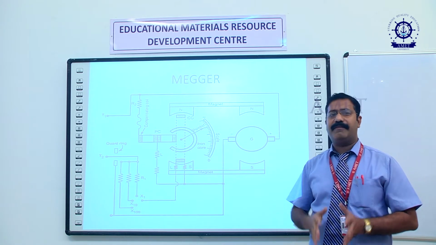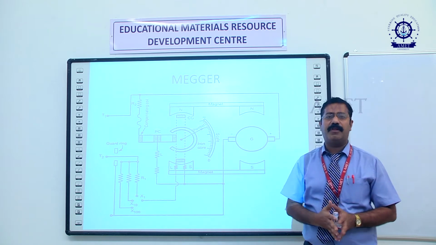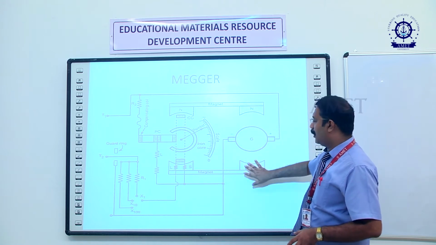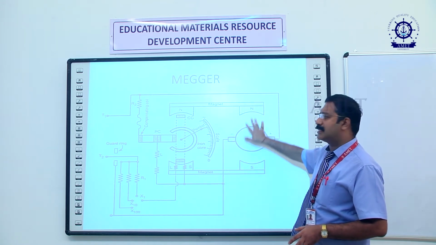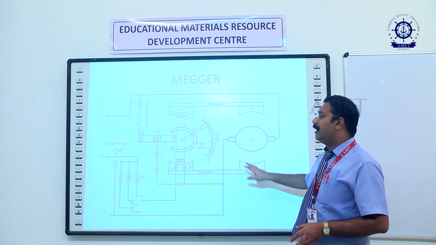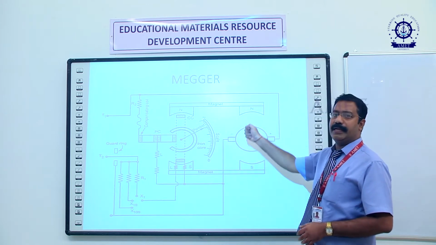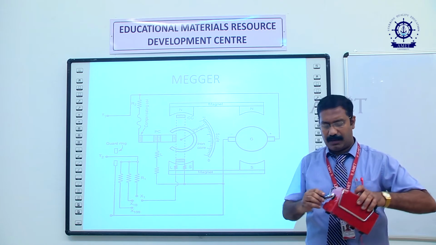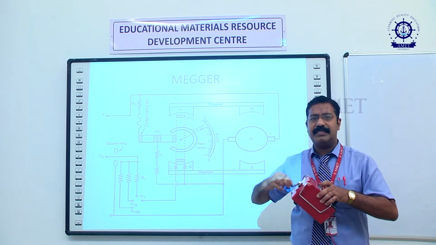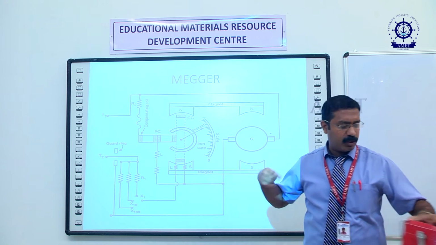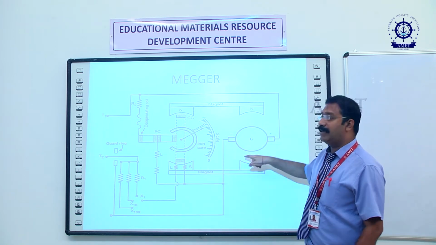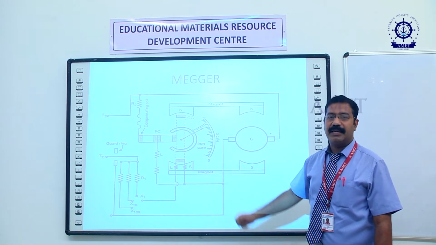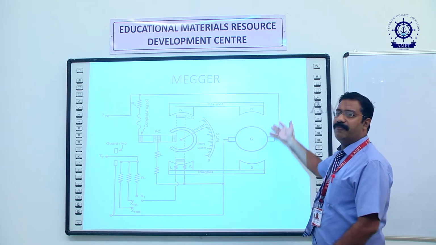See, we have a conductor. Whenever a conductor cuts a magnetic field, EMF will be induced in a generator. Therefore, this is the armature conductor. We have north pole and south pole. This conductor is placed in between the magnetic field. Now if the conductor is rotated, if you see the instrument Megger, you have a crank. If you rotate this crank, automatically the armature conductor placed in between the magnetic field will be rotated. As the conductor rotates, it cuts the magnetic field, and EMF will be induced.